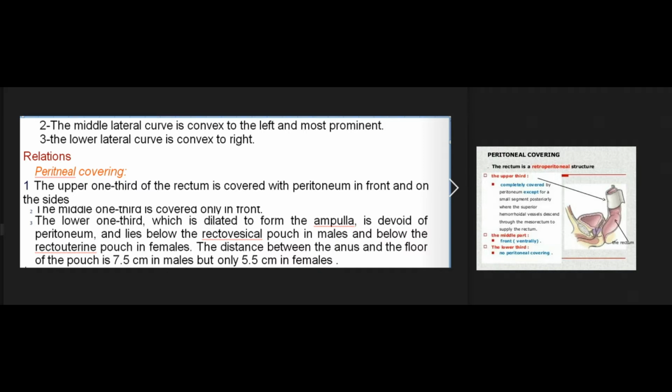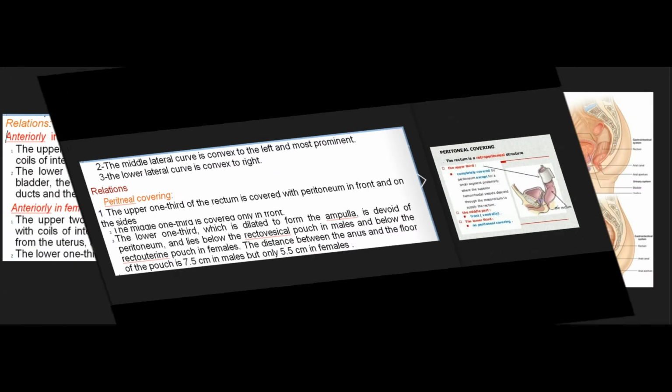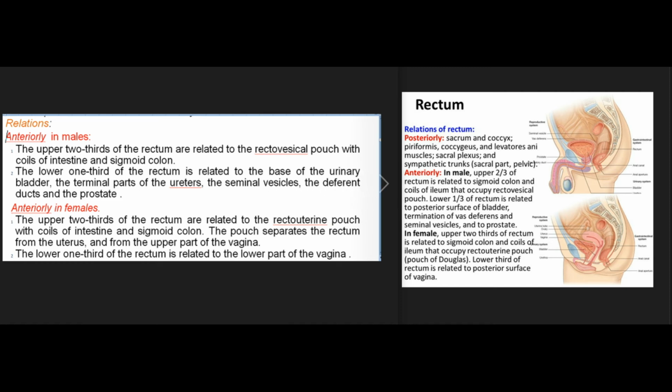The distance between the anus and the floor of the pouch is 7.5 cm in males but only 5.5 cm in females. Relations. Anteriorly in males, 1. The upper two-thirds of the rectum are related to the rectovesical pouch with coils of intestine and sigmoid colon. 2. The lower one-third of the rectum is related to the base of the urinary bladder, the terminal parts of the ureters, the seminal vesicles, the deferent ducts and the prostate.